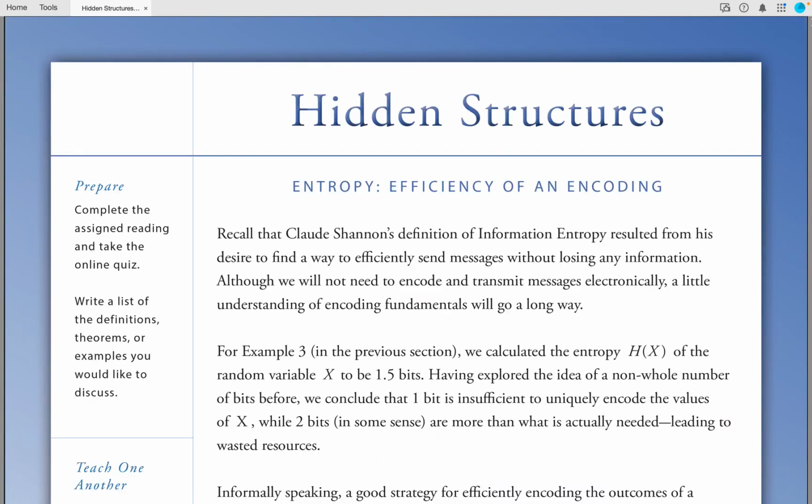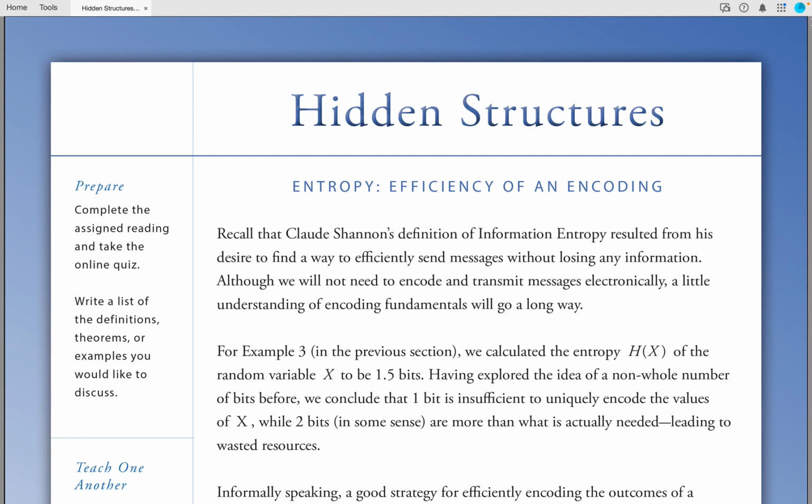Entropy, a measure of the efficiency of an encoding. Recall that Claude Shannon's definition of information entropy resulted from his desire to find a way to efficiently send messages without losing any information. Although we will not need to encode and transmit messages electronically, a little understanding of encoding fundamentals will go a long way.